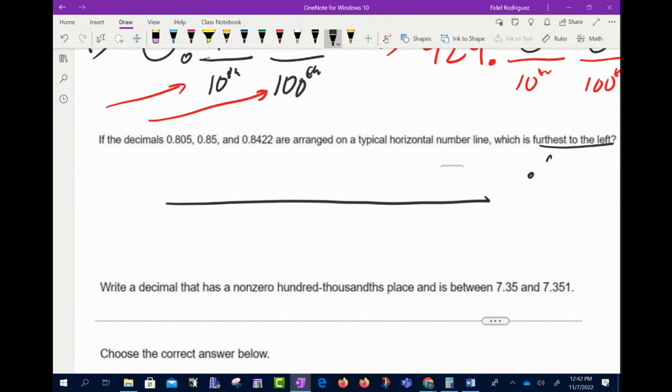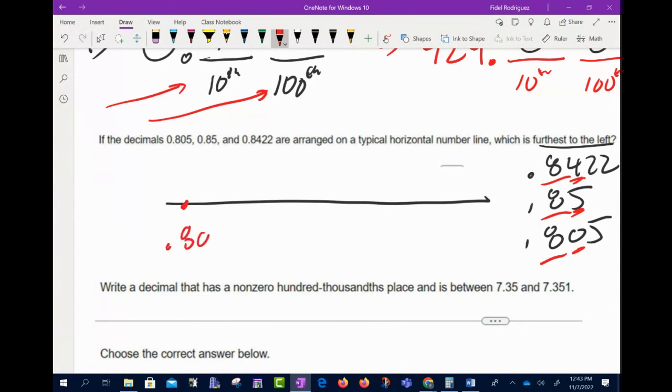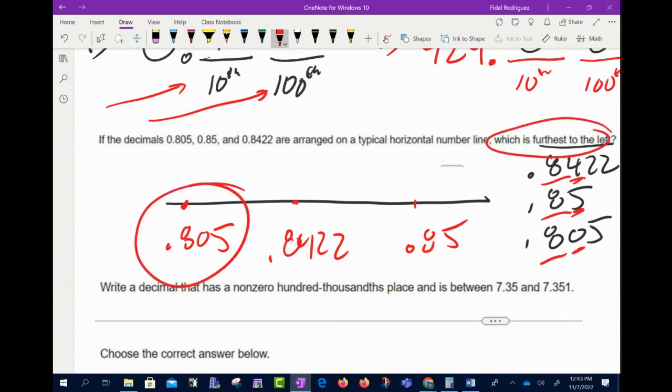Again, if it helps y'all, do this: 0.8422, 0.85, 0.805, okay? So again, what I would show my students, I say, look, those numbers are the same so far. I'm looking for the smallest number. So in the next part, what's smaller, 4, 5, or 0? 0 is, right? 0.805, right? And then the next one would really be 0.8422, and the last one would be 0.85. They really just wanted to know which was the one to the left, so that would be the one to the left, right? That's really the smallest number, okay?